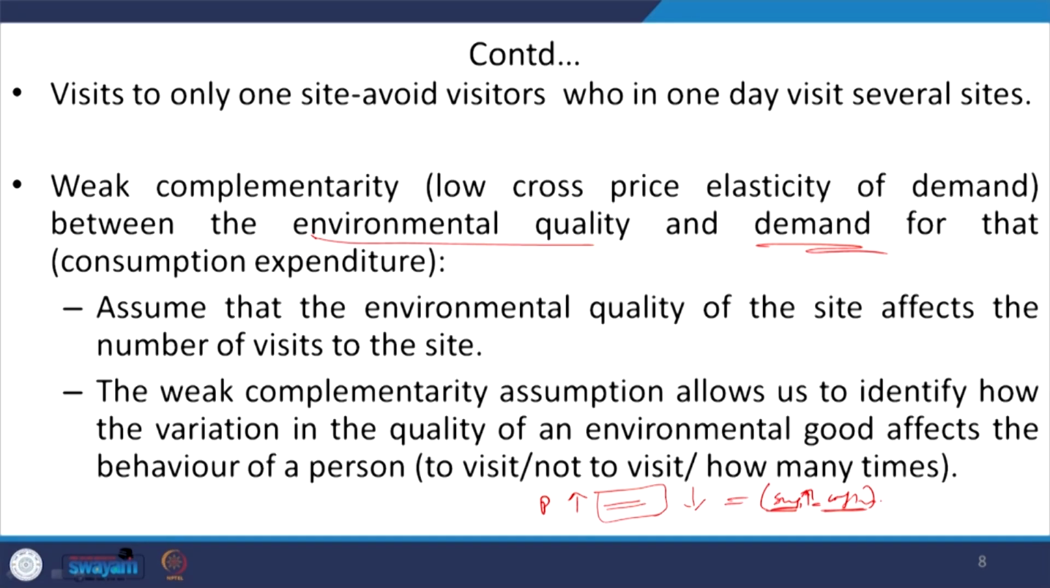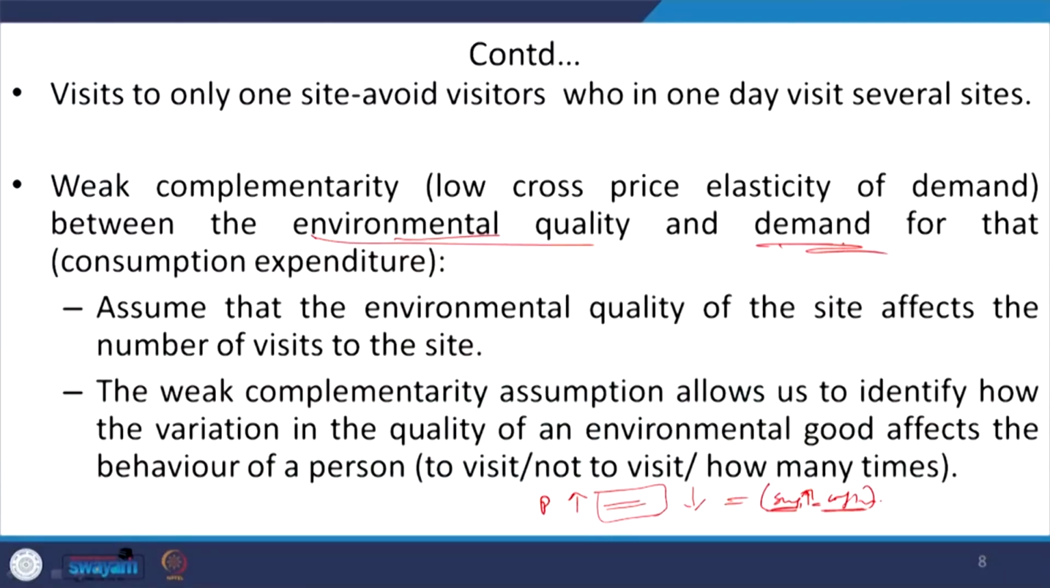But what is weak complementarity? Weak complementarity can happen when we have a low cross price elasticity of demand. Technically defined, when we are finding low cross price elasticity of demand, then we are saying there exists weak complementarity. In this case, we are taking into account weak complementarity between environmental quality and the demanded good.